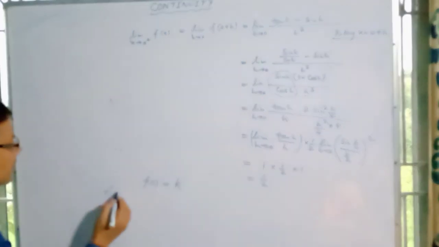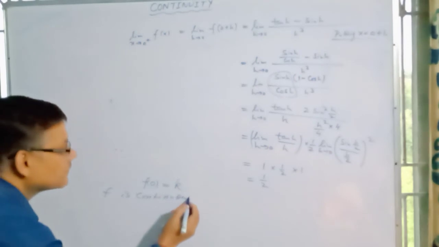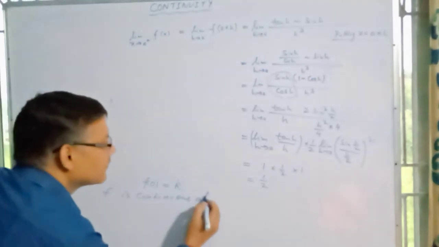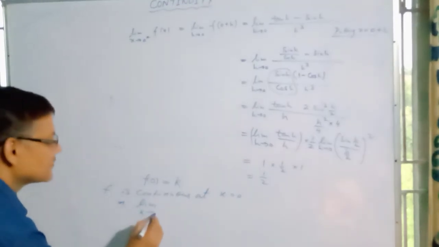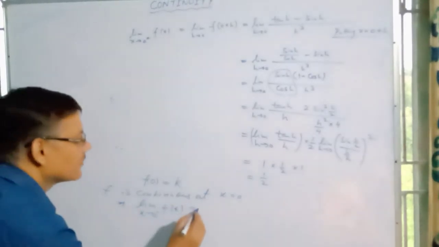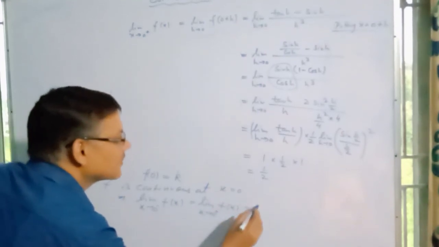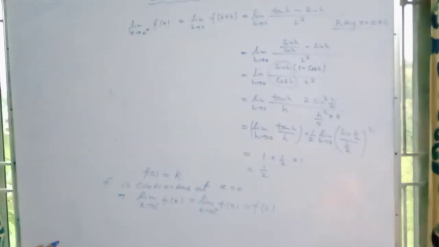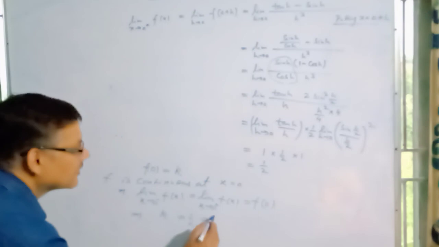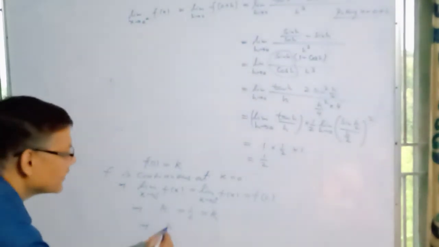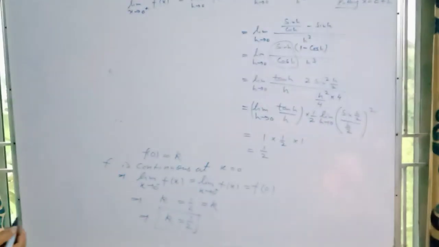Now f is continuous at x equal to 0, which implies limit x tends to 0 from the left equals limit x tends to 0 from the right, which equals the value of the function. Very easily we get k equal to 1 by 2, and it is also equal to k, which implies k is equal to 1 by 2. These are 4 marks questions, okay?